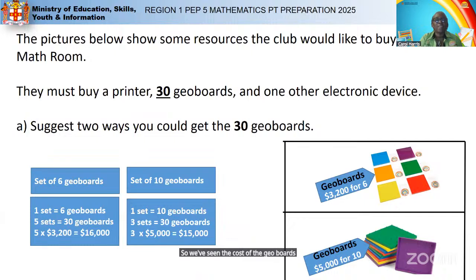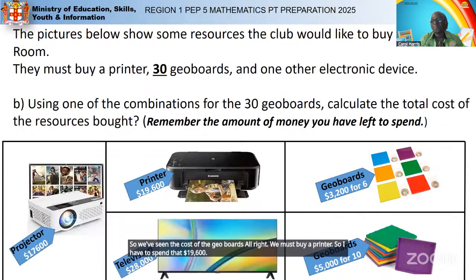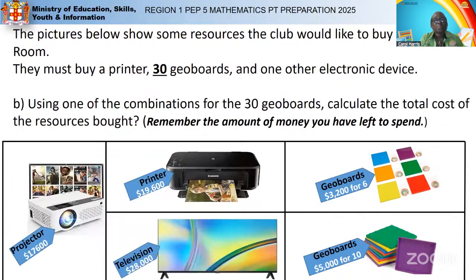All right. We must buy a printer. So I have to spend that $19,600. So I have my printer. I must buy the printer.